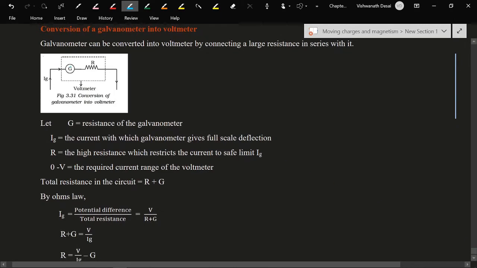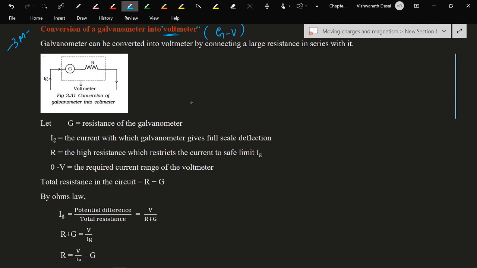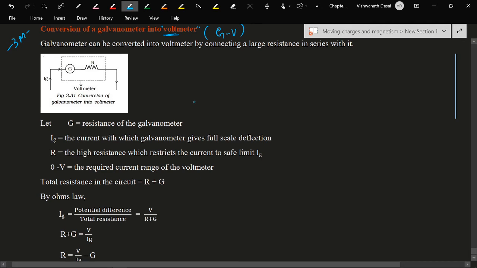Conversion of galvanometer into voltmeter. This is also for 3 marks. So conversion of galvanometer to voltmeter, G to V. Before that, what is a voltmeter? A voltmeter is a device used to measure the potential difference between the 2 points in a circuit. Hence, it must be connected in parallel with the circuit.